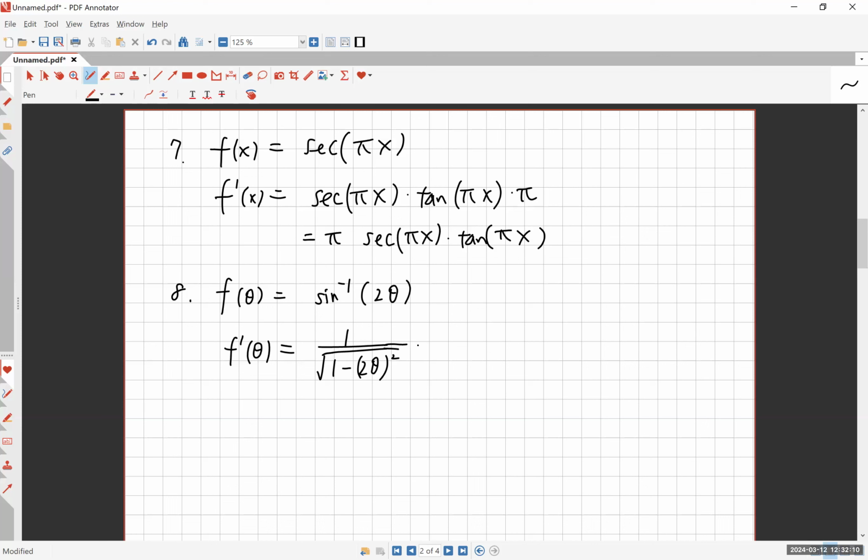And so is that it? Well, no, because you still have to multiply this by the derivative of the inside function. The derivative of the inside function 2 theta is, of course, 2, right? So this can be written as 2 all over the square root of 1 minus. Now you can keep the quantity 2 theta squared, or you can multiply this out and write 4 theta squared. Okay, so that's how you do 1 through 8. All right, let's go to the next video clip to go to number 9, since we have talked about 8 problems already.